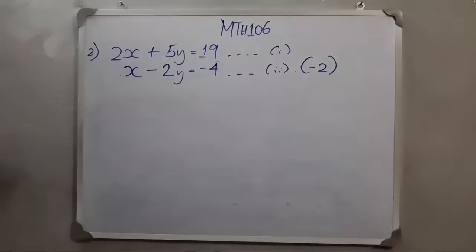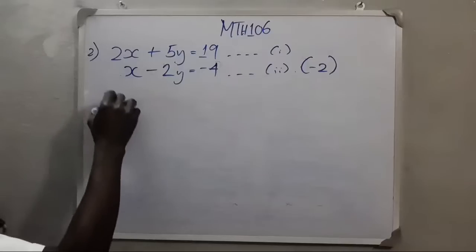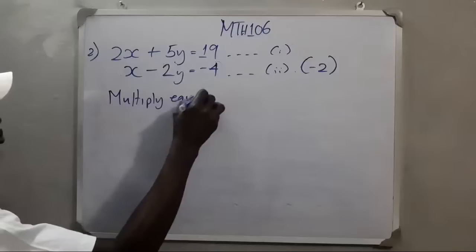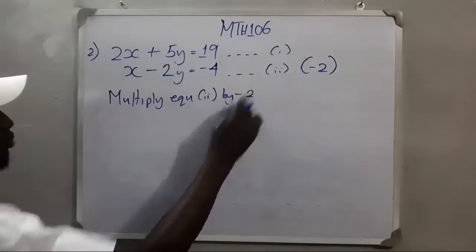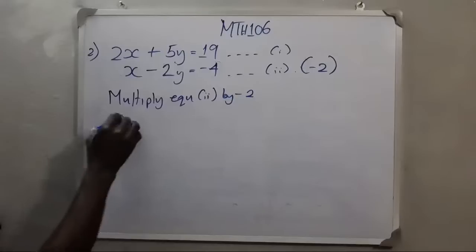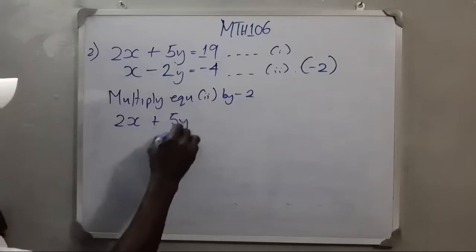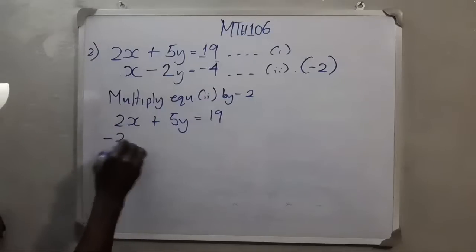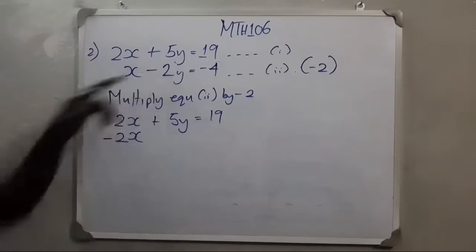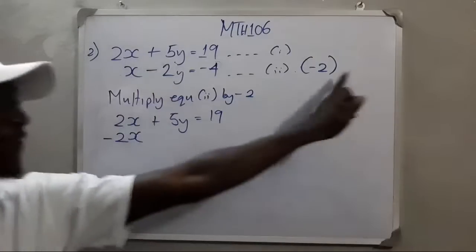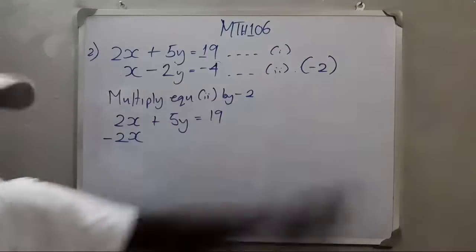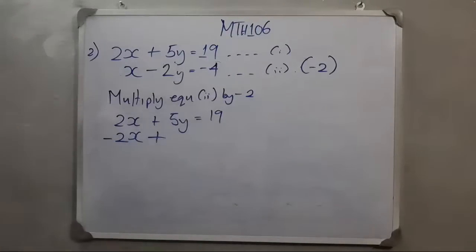Now, multiplying equation 2 by minus 2, we'll have 2x plus 5y equals 19. Now we have minus 2x. This is minus here. Don't forget, we are multiplying everything. The sign too will definitely be affected. Don't forget, we are multiplying by minus, then this sign changes. The sign changes to plus.